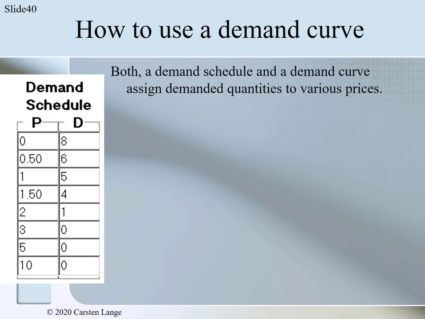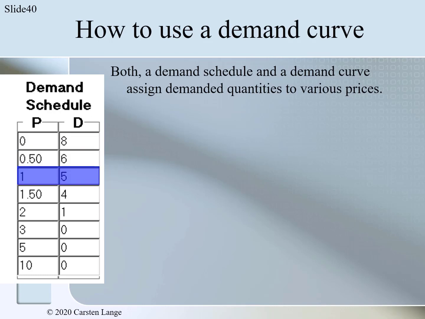Both a demand schedule and a demand curve assign demanded quantities to various prices. The demand schedule here shows my personal behavior for our class experiment. If the price is 0, I would demand 8 cans of Coke. In case the price increases to 50 cents, my demand would be 6.